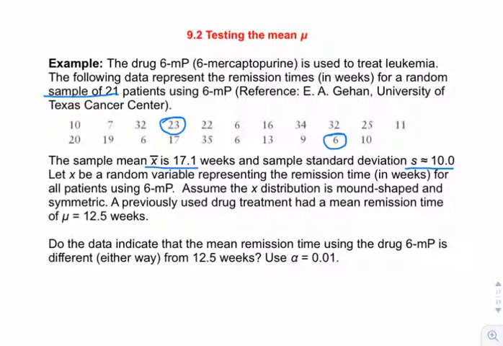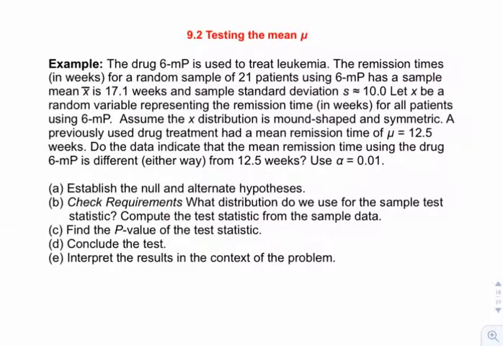So we're asking, do these data indicate that it's any different than the old drug. The old drug had a mean remission time of 12.5 weeks. Our particular sample certainly has a higher remission time, 17.1 weeks. But is it significant? So let's go through the same procedures and see how it goes. So the same procedures A through E.